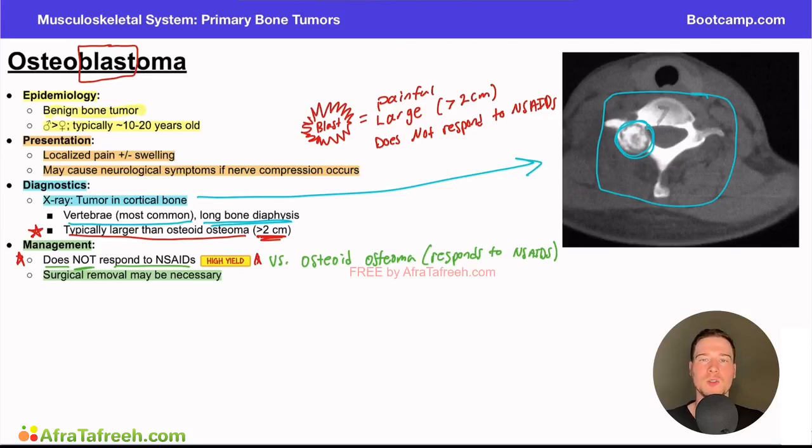Now, although NSAIDs are not useful for this particular condition, patients may be indicated for surgery, particularly if they're having these neurological compressions, if they're having nerve compression because the tumor is pushing on the spinal cord. That could be a possible indication for surgical intervention.